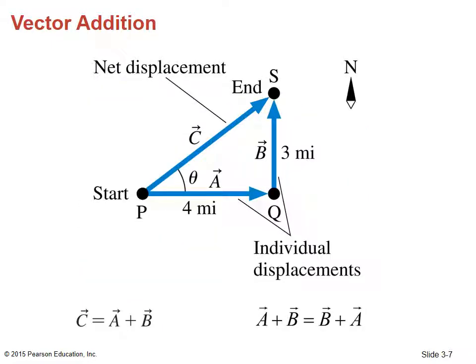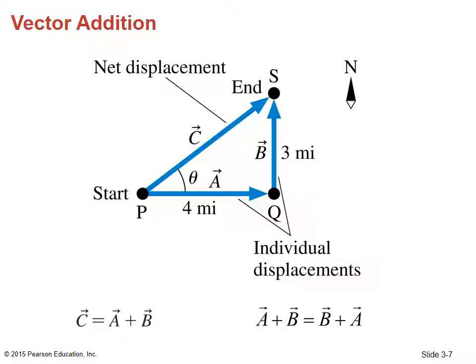The vector c is the net displacement because it describes the net result of the hikers having first displacement a, then displacement b. The net displacement c is an initial displacement a plus a second displacement b. This is called vector addition. The sum of the two vectors is called the resultant vector, or the net vector.